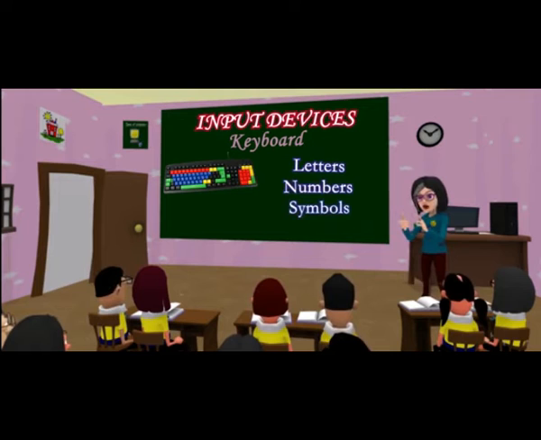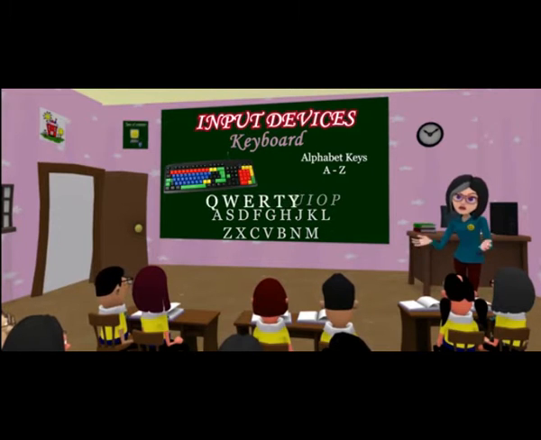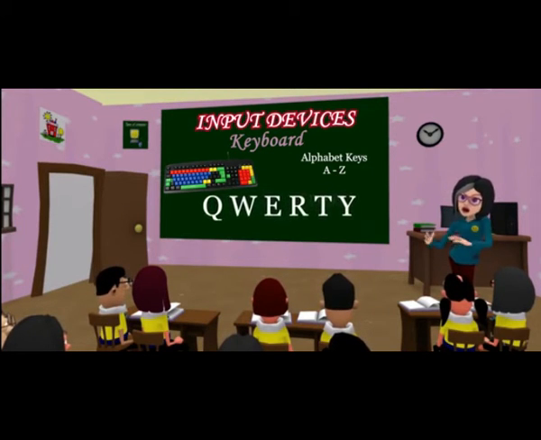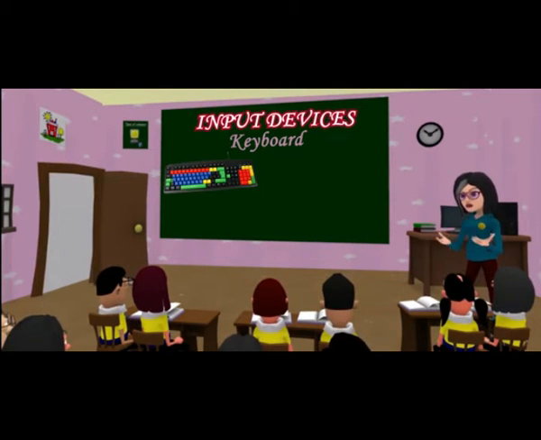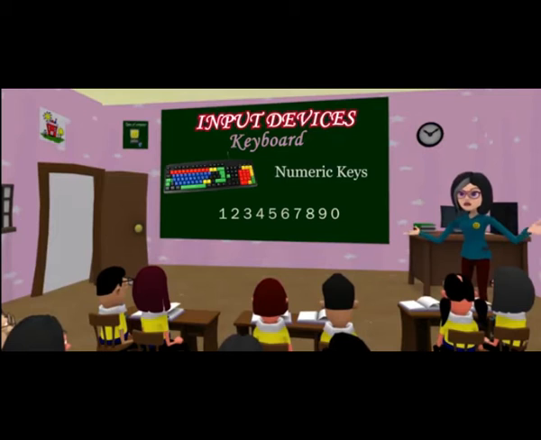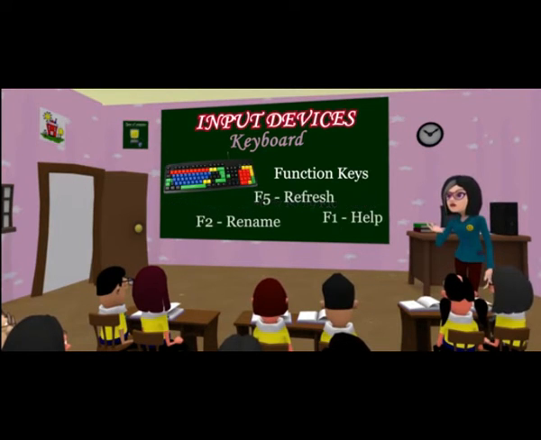Keyboard has different types of keys. It has 26 alphabet keys from A to Z. First row has Q, W, E, R, T, Y, U, I, O, P. That's why these keyboards are also called QWERTY keyboard. Next, numeric keys. There are 0 to 9 numeric keys. Function keys. There are 12 function keys from F1 to F12 at the top of the keyboard. Each function key has a different job.